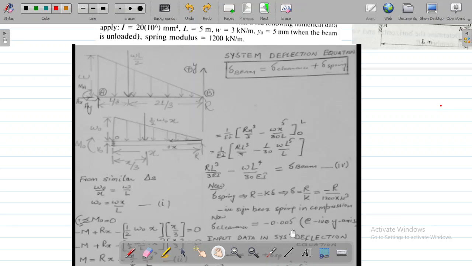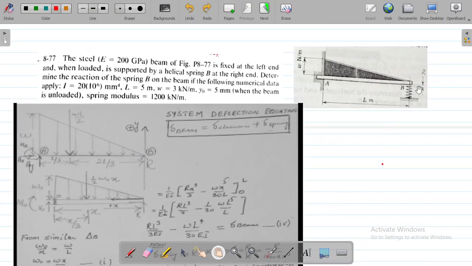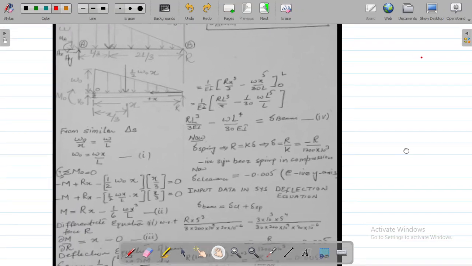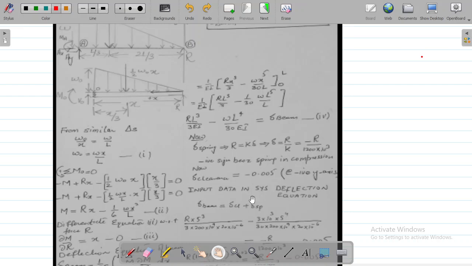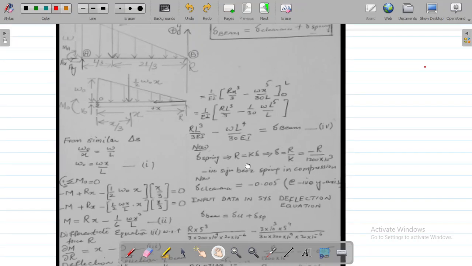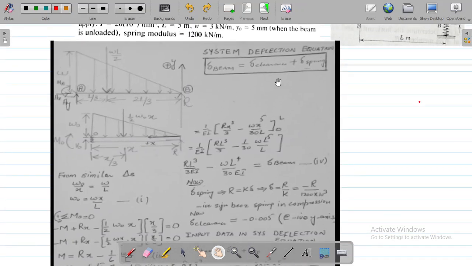Okay, the reason it is negative is that this is the positive y, and the clearance, if you look at it, is lying on the negative y axis. Positive y is here and negative y is below the positive y axis. So we put a negative sign. So now input data in the system deflection equation. Now we have calculated the clearance, the deflection because of the spring, and the deflection of the beam. So the clearance value and the spring value will all be put into this equation.